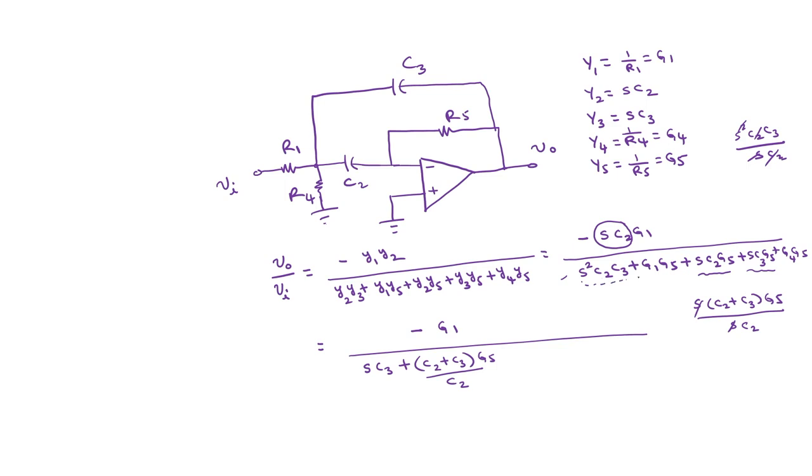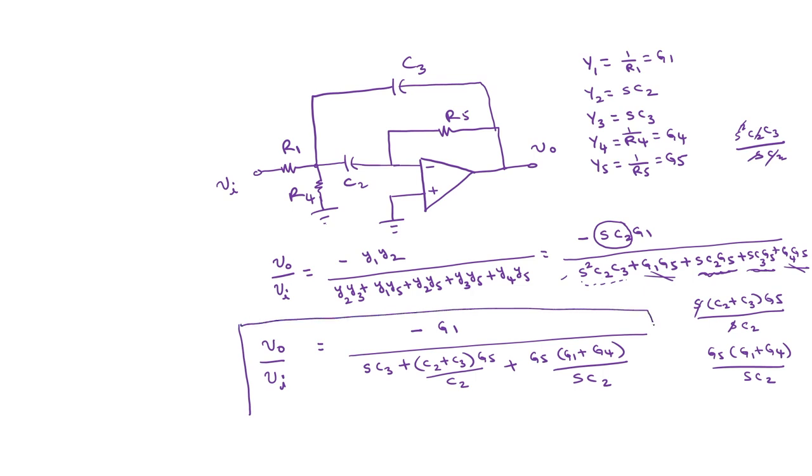So these two terms are over. Now there are two terms which are left, where G5 is common, and G1 plus G4, this you have to divide with SC2. So you will get this plus G5 times G1 plus G4 by SC2. This is the expression for V0 by Vi. Let us call this equation 3. I'll come to this expression later after discussing the parallel RLC circuit. So I'll compare these two circuits and accordingly we'll derive the expressions for the center frequency, Q factor and bandwidth. These are the three important parameters of a band pass filter.